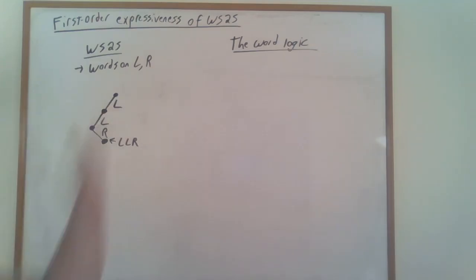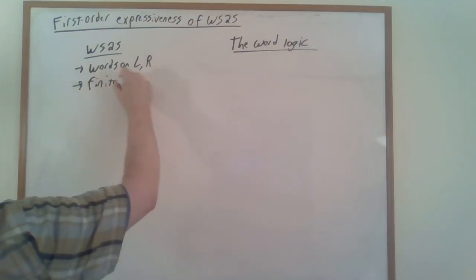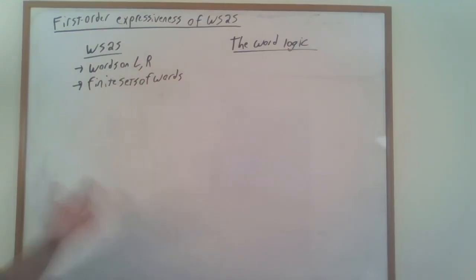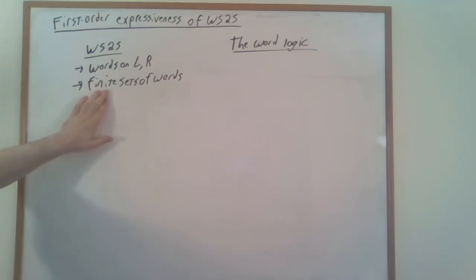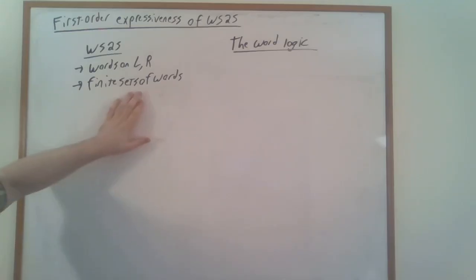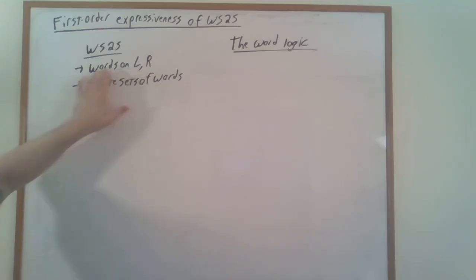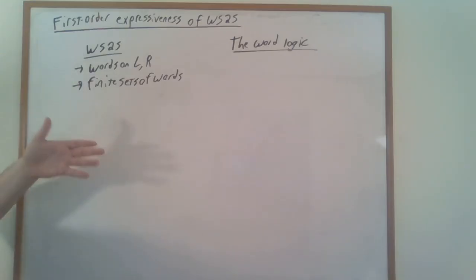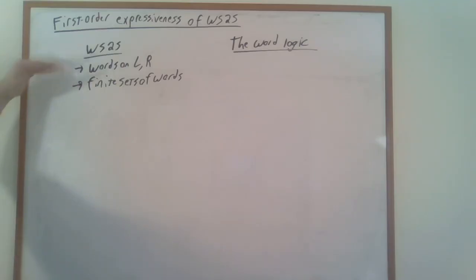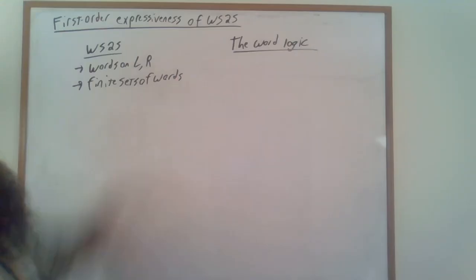And then of course, we don't just have words. This being the weak monadic second order theory, we have finite, that's the weak part, and then monadic second order tells us that we're talking about sets of first order elements as well. So in weak S2S, we have two types of variables, one type for talking about words, I'll use lowercase letters for that, and one type for talking about finite sets of words, I use uppercase letters for that. On the other hand, in the word logic, we can only talk about words. We can't talk about sets of words.